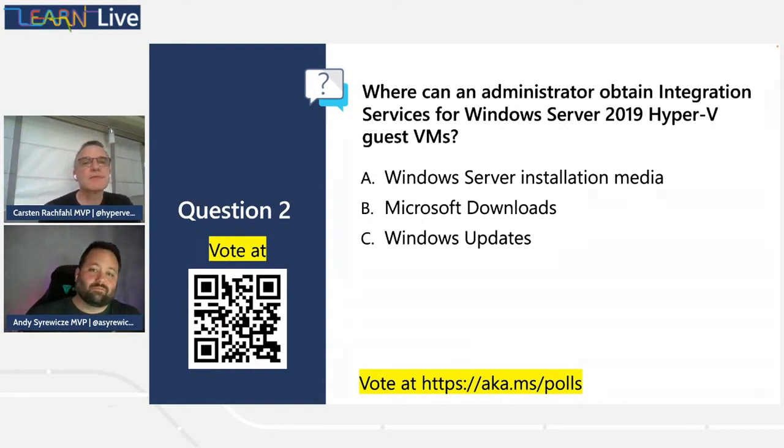So the next one: where can an administrator obtain integration services for Windows Server 2019 Hyper-V guest virtual machines? Integration services are those drivers and services that live inside of the guest operating system, right? Important is the version here, 2019 and 2016. There was a change from older Hyper-V. Another answer was correct there, but nowadays it's much, much easier. You remember maybe there was a cab file included, you had to add something and install something. Nowadays it's much easier.